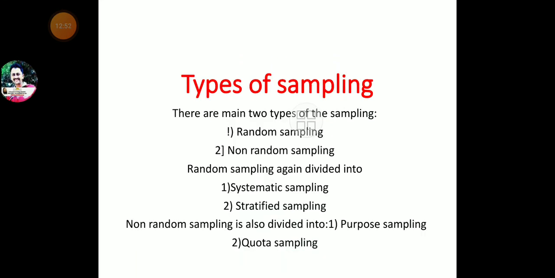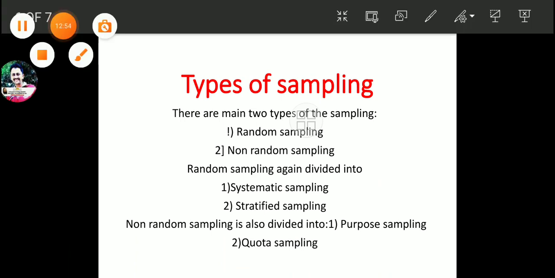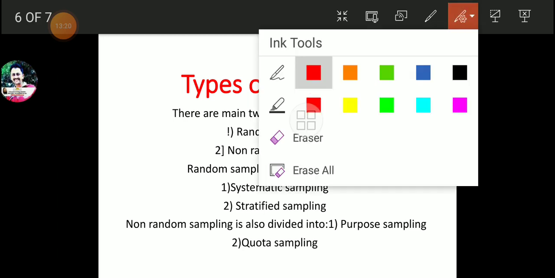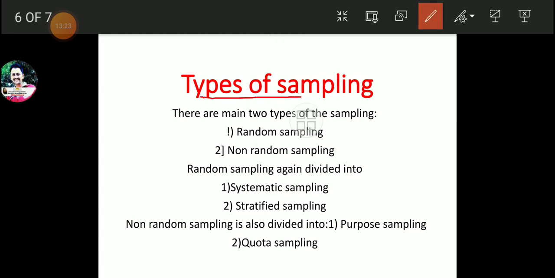Now, what are the types of sampling? Friends, we have got an idea about the terminology: in case of sampling, in case of population, in case of sampling frame, isn't it? So all the terminology we have studied. Now we have to study the types of sampling, the most important point. So there are two main types of sampling.